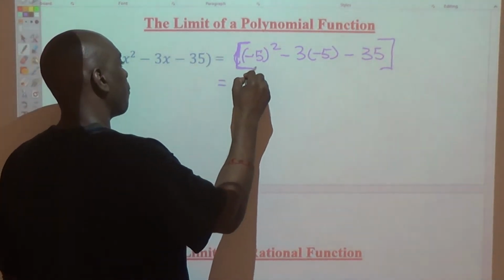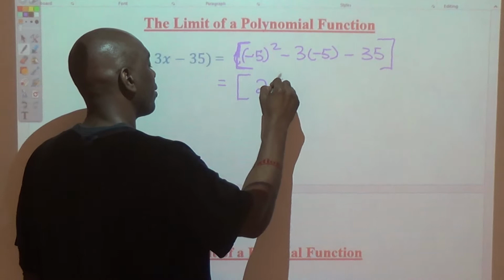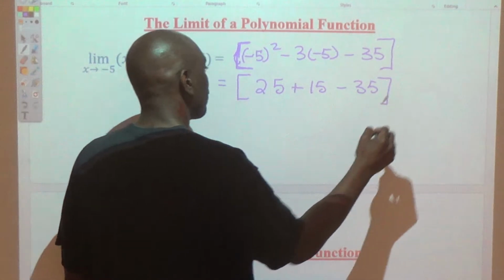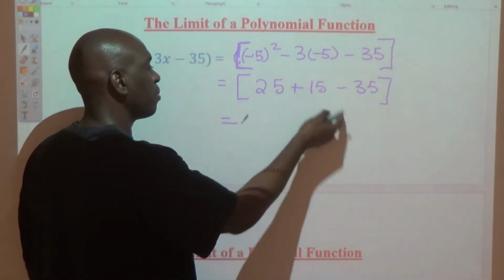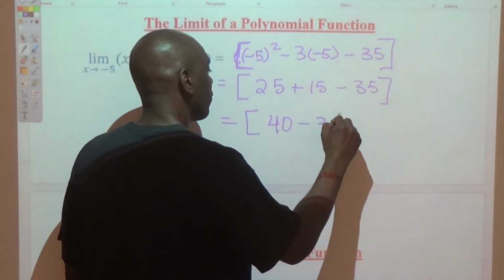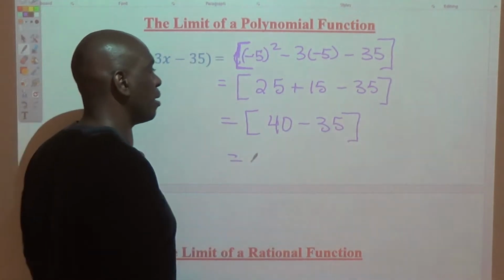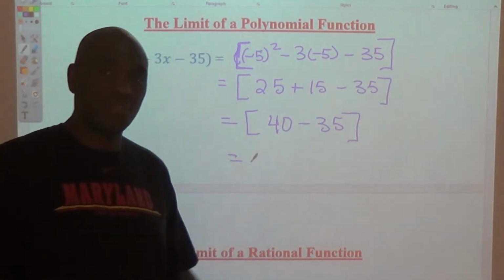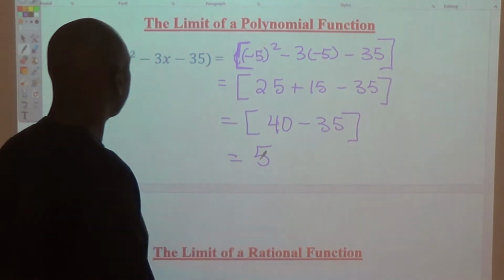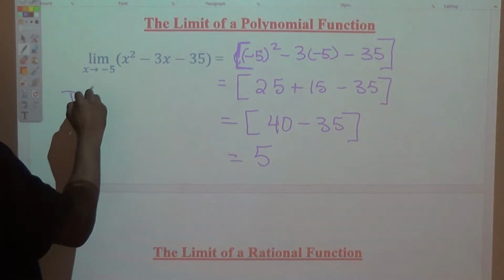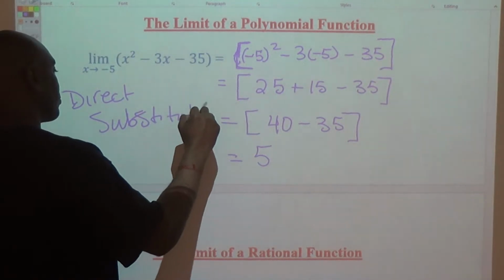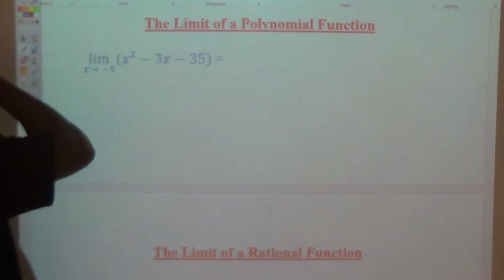All right, so we're going to get 25 plus 15 minus 35. And this is going to give us, well, 25 plus 15, that happens to be 40, minus 35. And 40 minus 35 happens to be 5. Piece of cake. All right. Remember, we use what? Direct substitution. Okay.